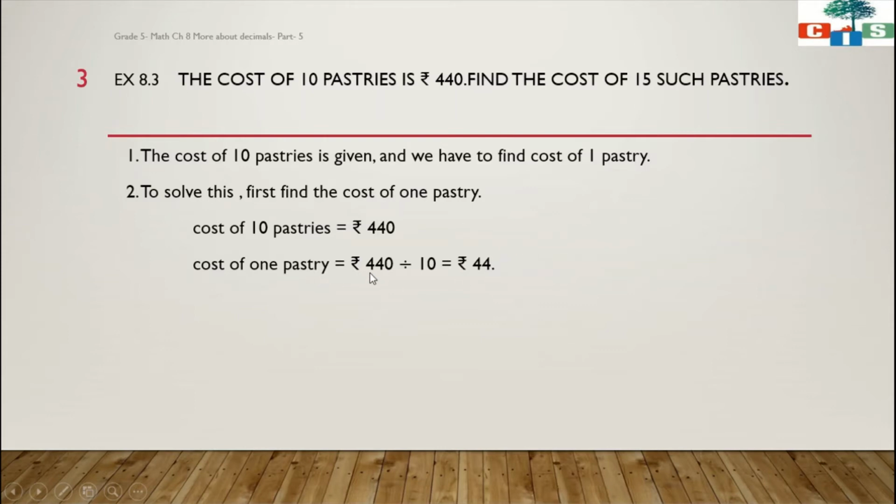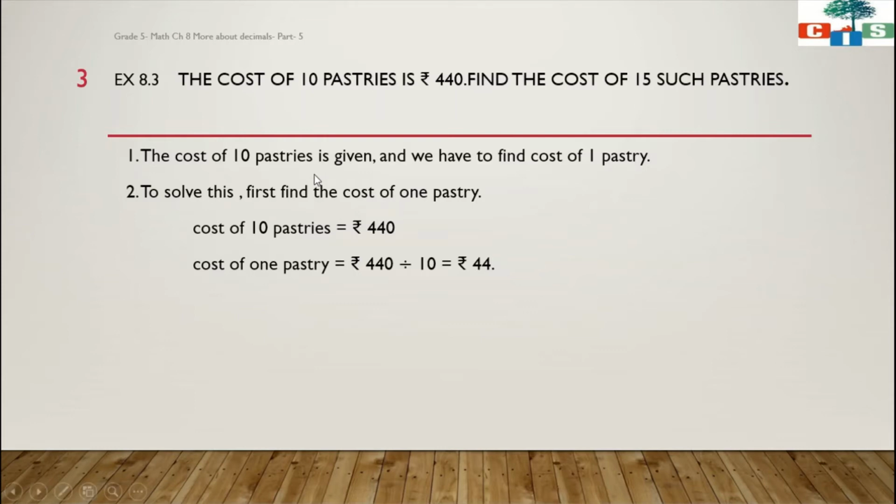That is, when we divide 440 by 10, we will get the quotient 44. Scholars, here I have not shown you the division method because we have done a lot of sums related to division. You have to do this division process by yourself, and when you divide, you will get this answer, that is 44. Or else you can also apply the division by 10 rule to solve this. You will get the same answer. So here we have got the cost of 1 pastry, which is 44.